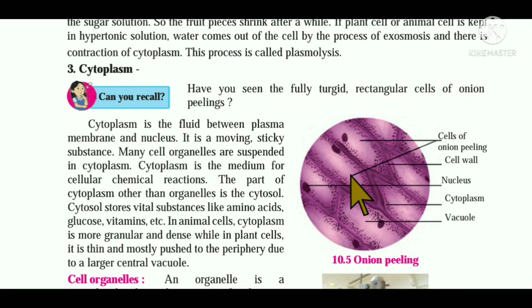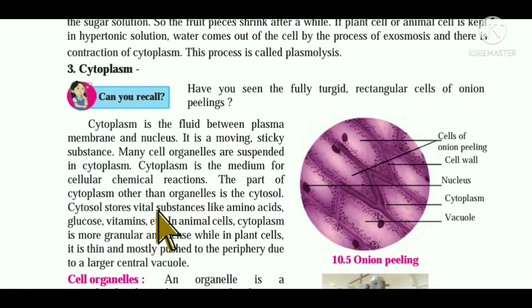At the center there is a liquid material which is known as cytoplasm. It is the fluid between the plasma membrane and the nucleus. It is a moving, sticky substance. Many organelles are suspended in the cytoplasm. Cytoplasm is the medium for different types of cellular chemical reactions.